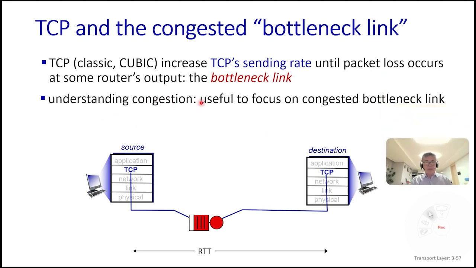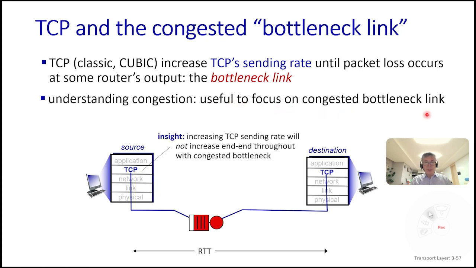Understanding congestion, it is useful to focus on the congested bottleneck link. So we want a better congestion control scheme. Consider this RTT. Increasing the TCP sending rate here will not increase end-to-end throughput, because of a lot of queuing delay, and also packet drops happen here. So this increased rate will not increase end-to-end throughput with the bottleneck connection.